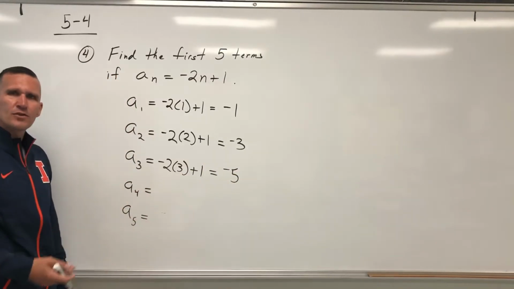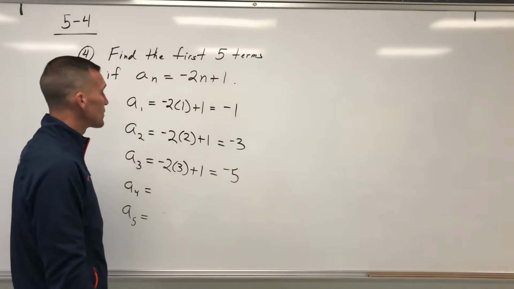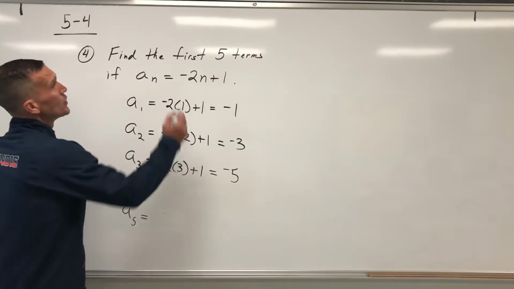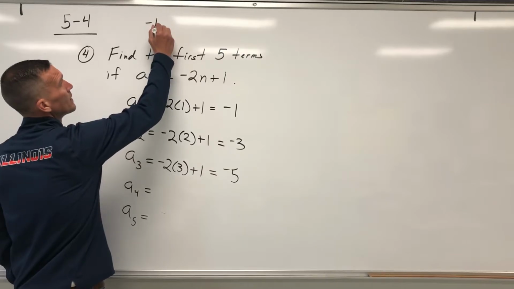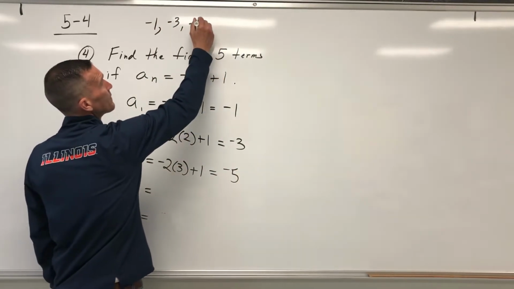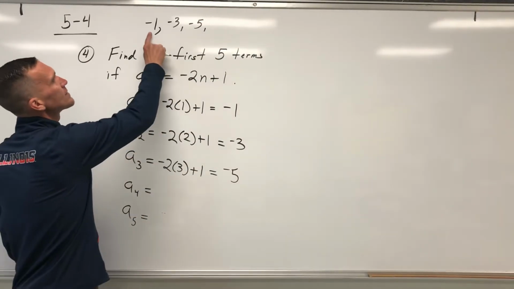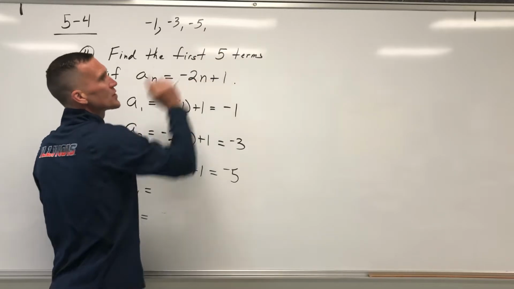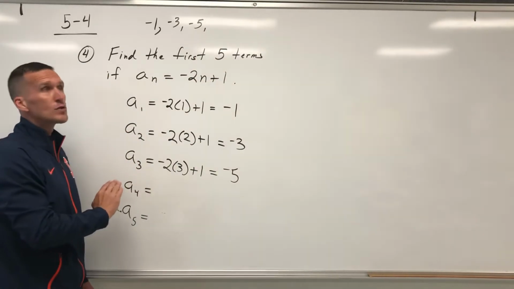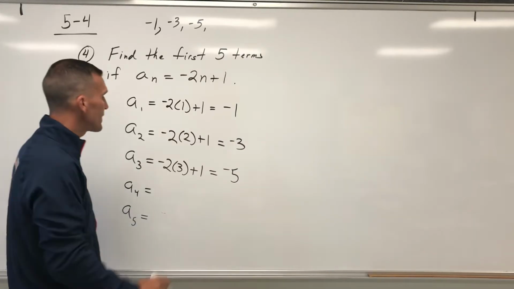And to get the next terms, you might already start seeing the pattern. Because if you wanted to, you could also write them in order. You could write negative 1, comma, negative 3, comma, negative 5. And now you're probably seeing the pattern. Oh, it's minus 2 each time. So before I even use the rule, I probably know the next term is negative 7. Let's see if it is.